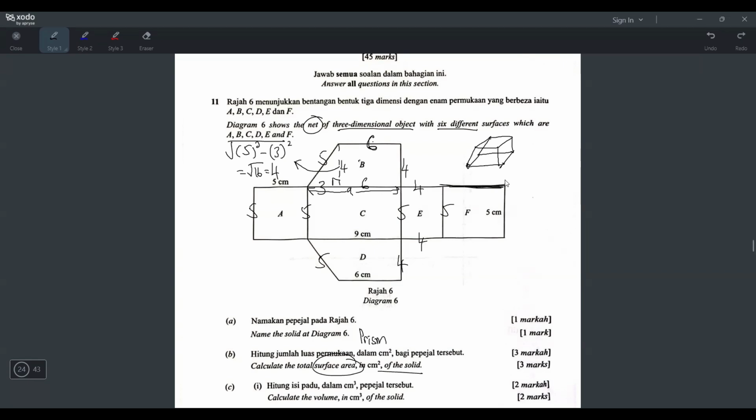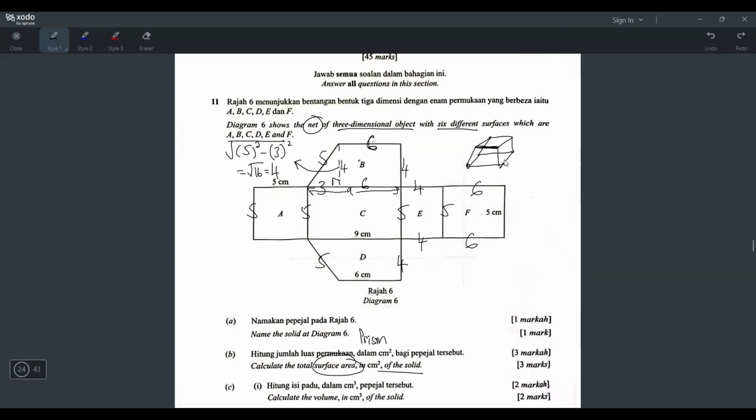Okay, apa lagi panjang yang saya kena ada? Oh, this panjang tak ada. Okay, this panjang is not 4. Let me tell you what is this panjang. This panjang is 6. Yeah, let me tell you why. Because when you fold it up, this and this merge, right? So this panjang F is actually this panjang right here.